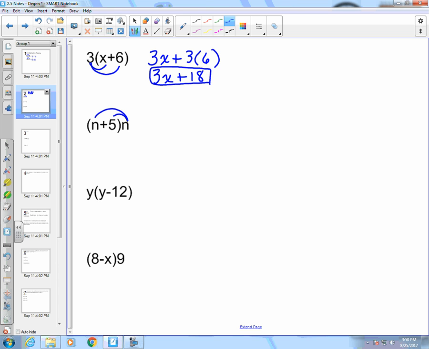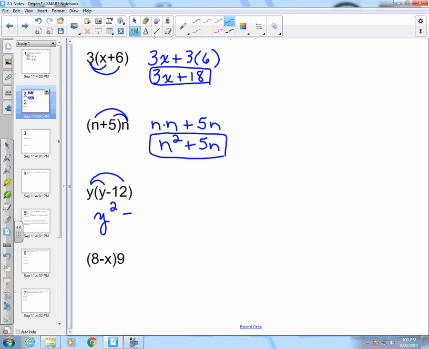So n times n plus 5n. Well, n times n is n squared. Be careful there that you know that n times n is n squared, not 2 times n. So on this next problem here, y times y, there's our y squared, y times a negative 12, a negative 12y.